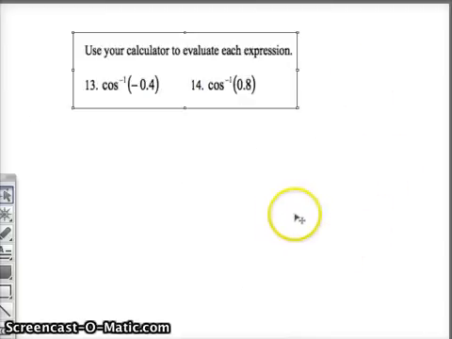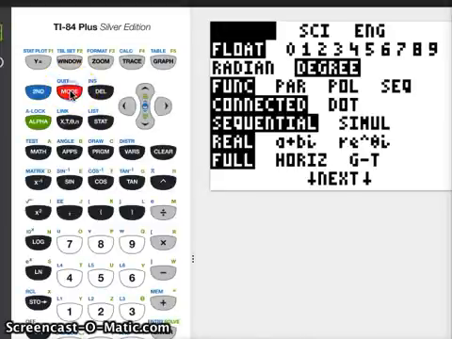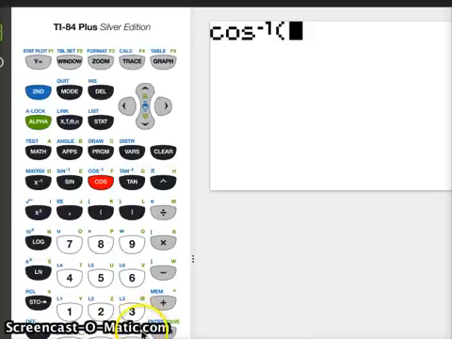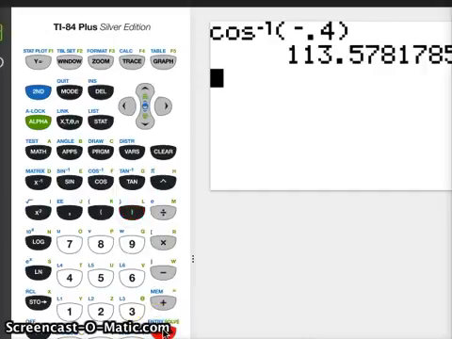All right, use your calculator to evaluate each expression. How would I do inverse cosine of negative 0.4? Okay, let's just do degrees for the sake of argument. We've got ourselves set in degrees. Inverse cosine. Cosine's right here, but you have to do inverse cosine, okay? Negative 0.4, and it should be something in the second quadrant, 113.6 degrees. That would be the way I would work that problem.